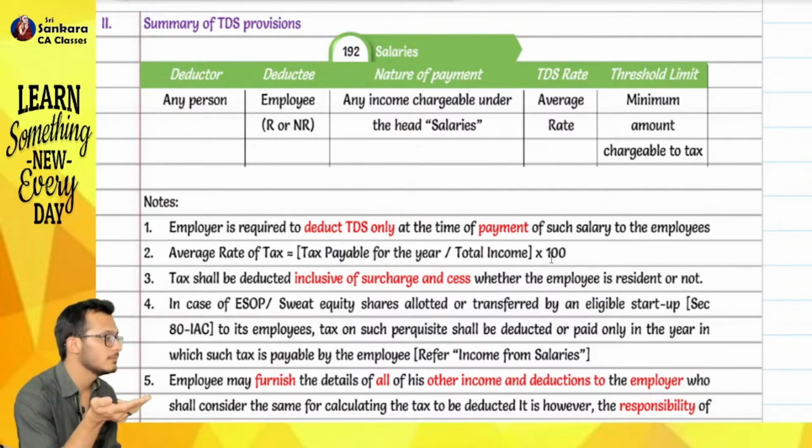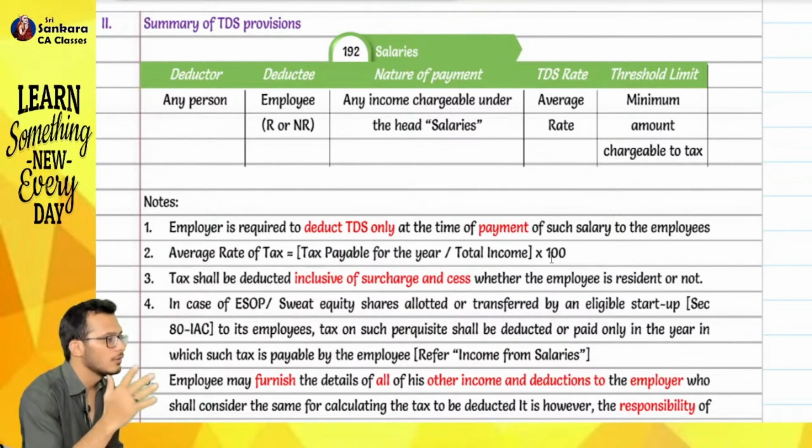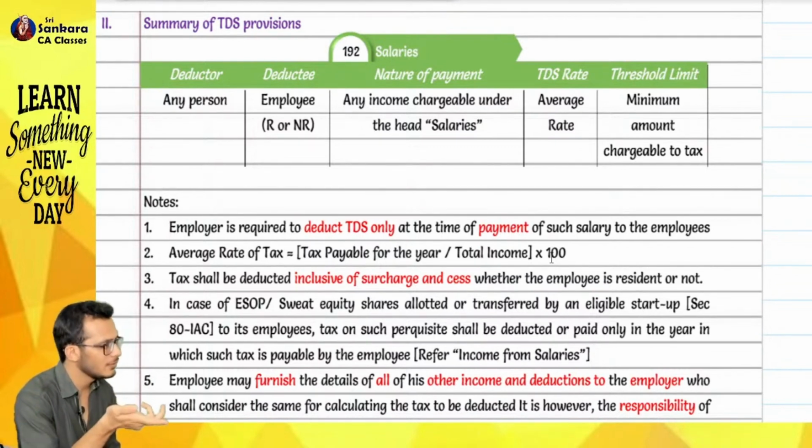Point number 3: rent paid minus 10% of salary. Do you have the salary details? Do you want them from him? No. What do you need? So you will get the rent receipt from him.